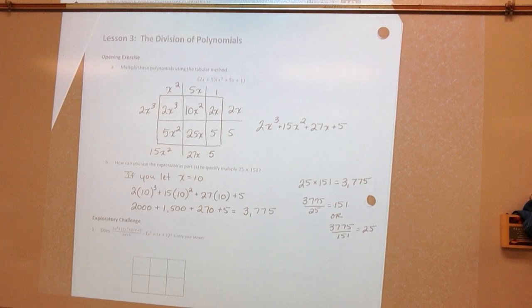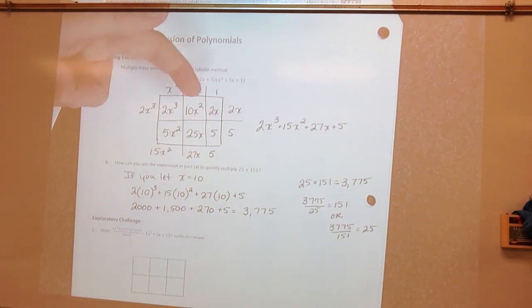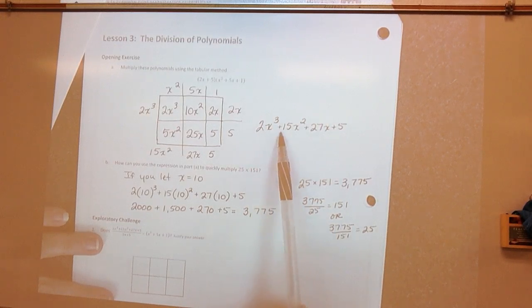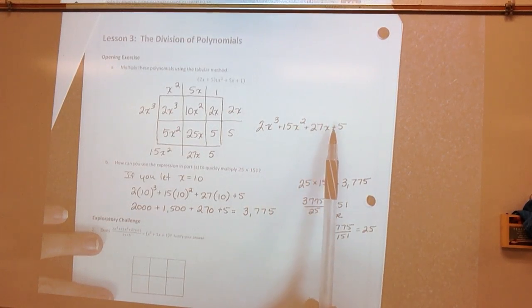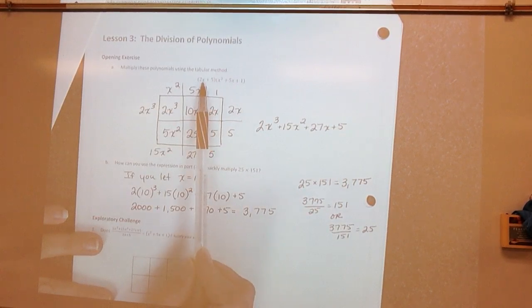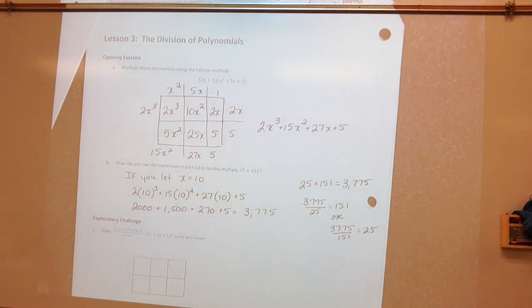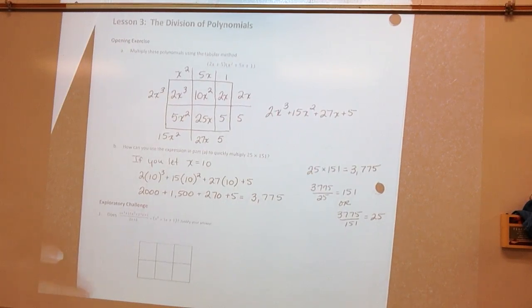So how can you rewrite our problem at the top as a division problem? Well, I could rewrite it as 2x cubed plus 15x squared plus 27x plus 5 divided by 2x plus 5, or divided by x squared plus 5x plus 1. So that's what we're going to do, we're going to look at the reverse tabular method. And that is, how do we do division of polynomials?